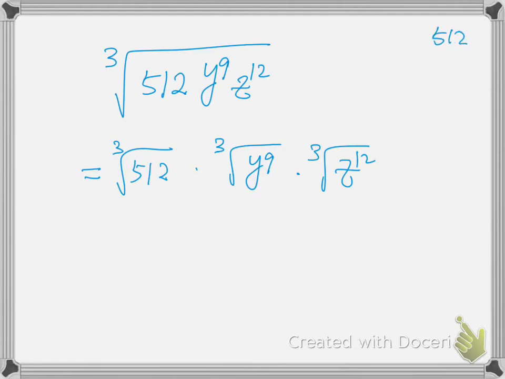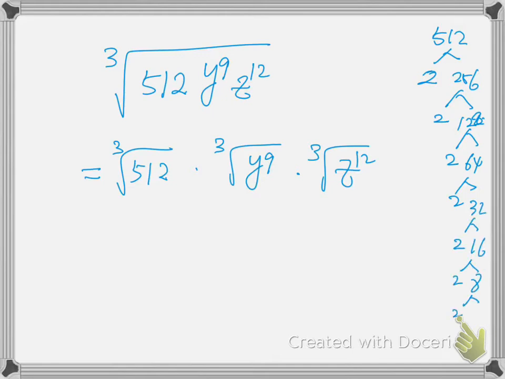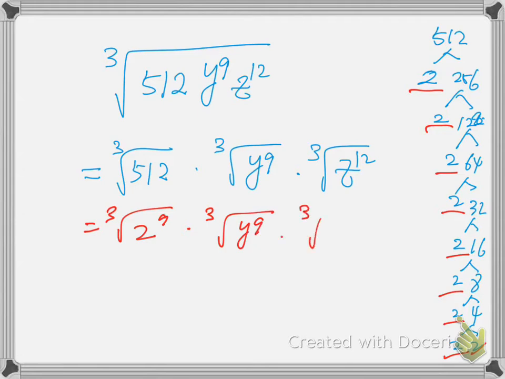So what's 512? It's an even number, divided by 2, 256. 256 divided by 2, 128. 128 divided by 2, 64, divided by 2 again, 32, divided by 2, 16, divided by 2, 8, divided by 2, 4. Then you get 2 and 2. So how many 2s did I get? 1, 2, 3, 4, 5, 6, 7, 8, 9. So we have the cube root of 2 to the 9th, the cube root of y to the 9th, and the cube root of z to the 12th.